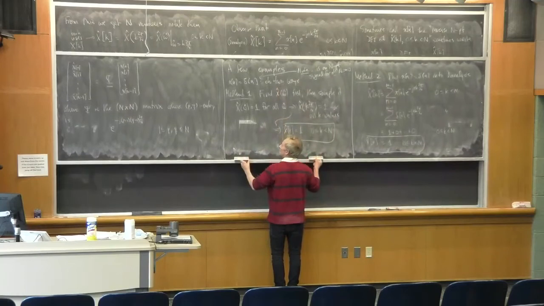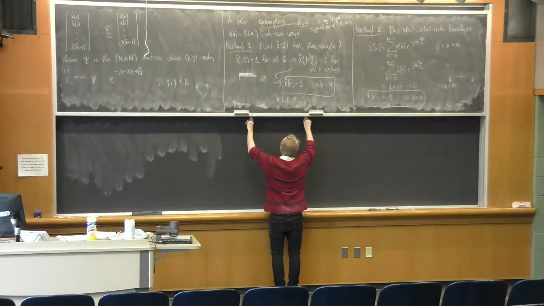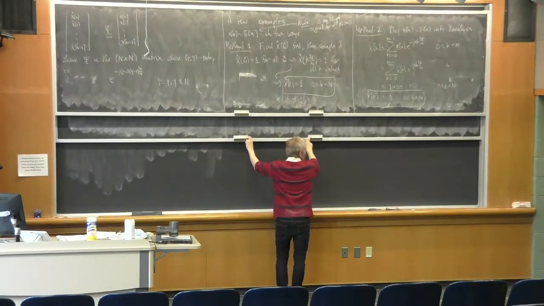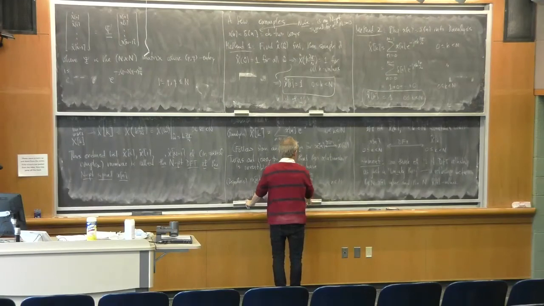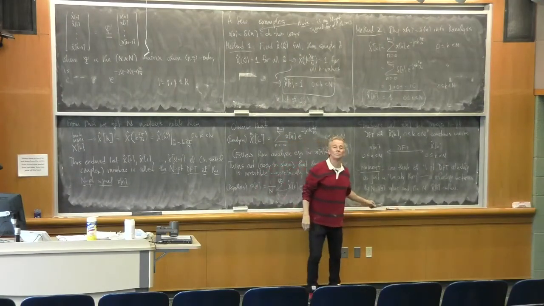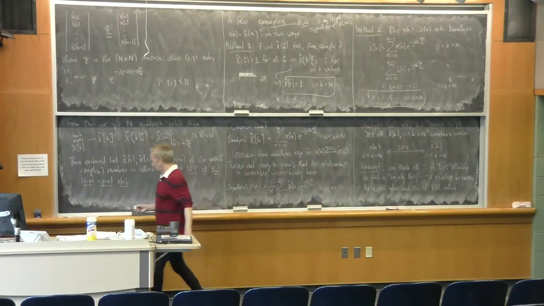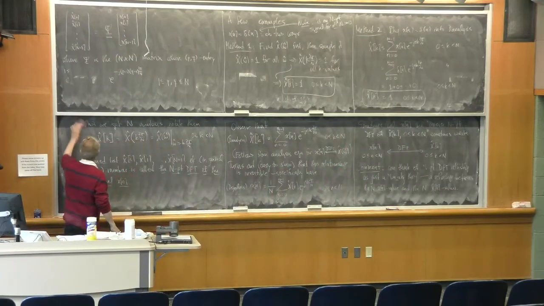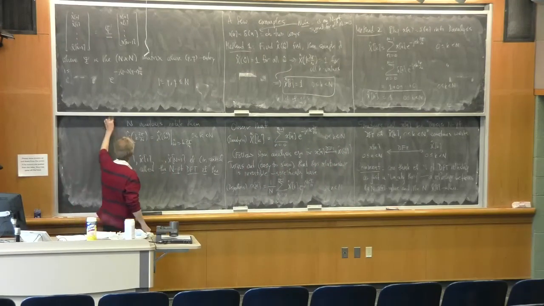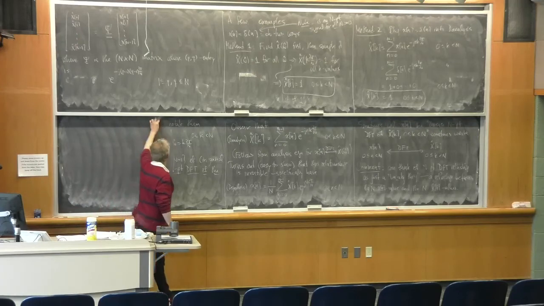Delta in the time domain goes with a list of ones in the DFT. How about a shifted delta? How about a shifted delta? Say delta of n minus n0.